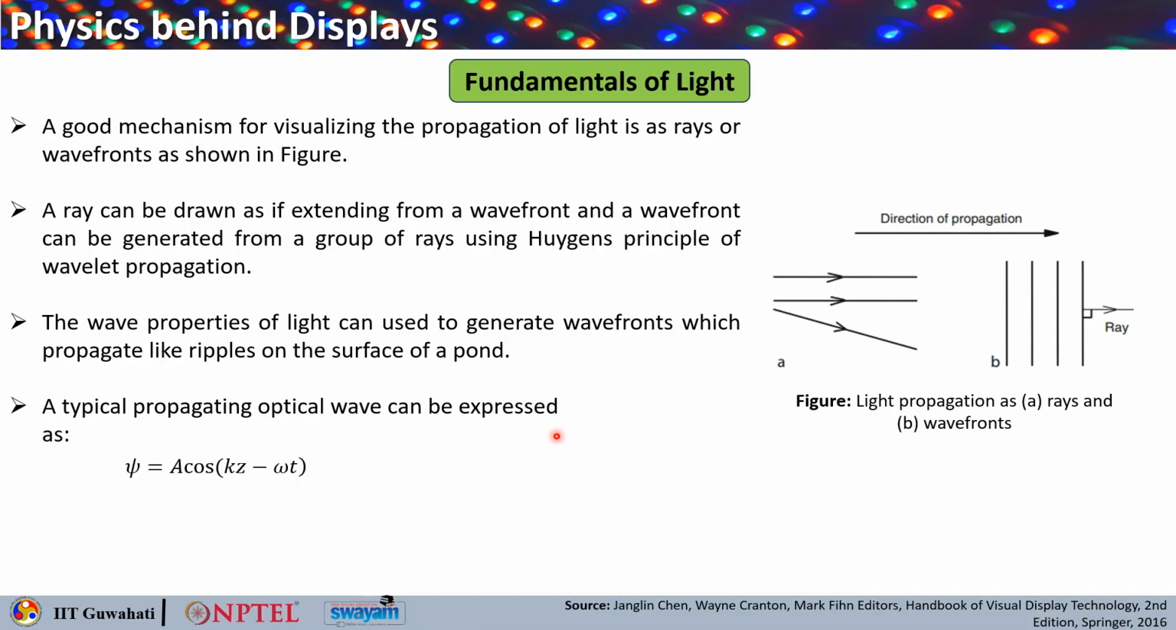However, the two dimensions are separable and you can solve them independently. So, typically a propagating optical wave can be expressed as psi equals A cos(kz - omega t), where A is basically the amplitude of the wave propagating in space z and time t. Okay. So, lambda is basically the wavelength of the light, where k is basically the wave number, which is 2 pi by lambda. So, that is how they are related, and omega is basically the angular frequency of the wave.